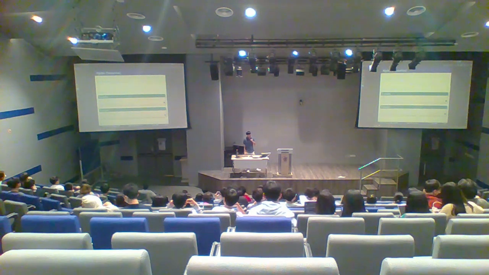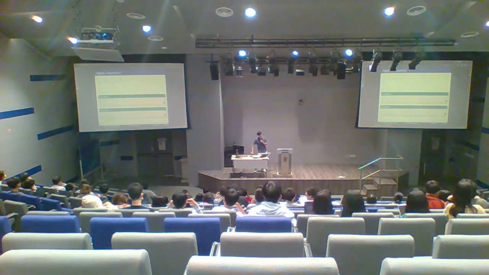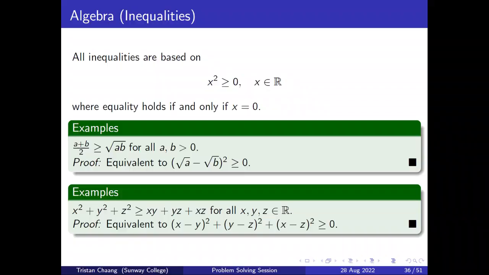Inequalities, there are a lot of inequalities you can find in Olympiad, but they are all based on one single idea, which is that real perfect squares must be non-negative. And the equality only holds when the number inside the square is 0, right? Basically everything is dependent on this. So even with this concept, we can solve quite a few problems already.